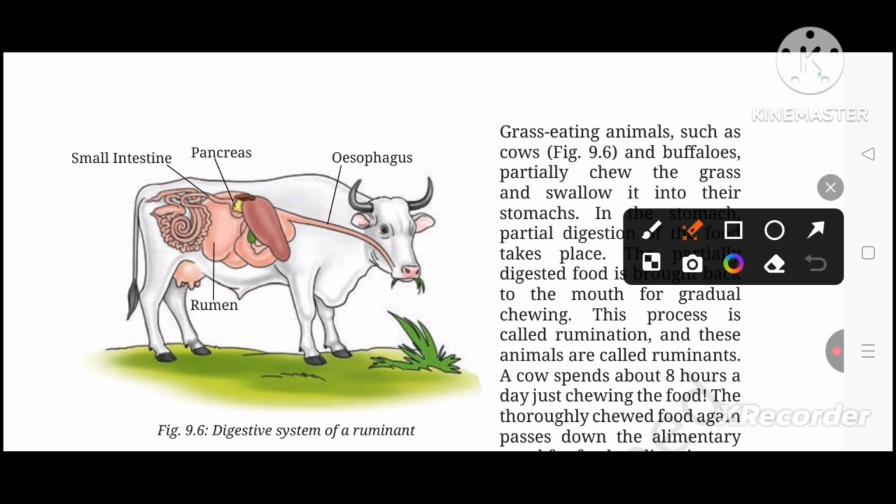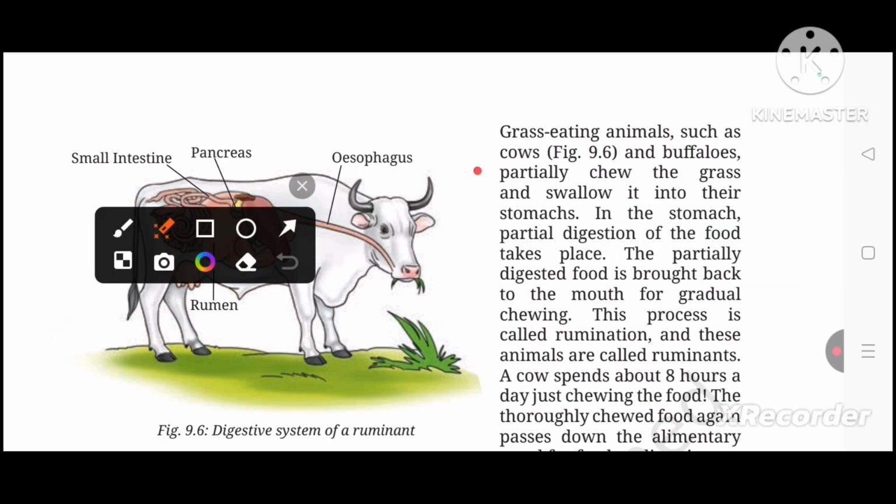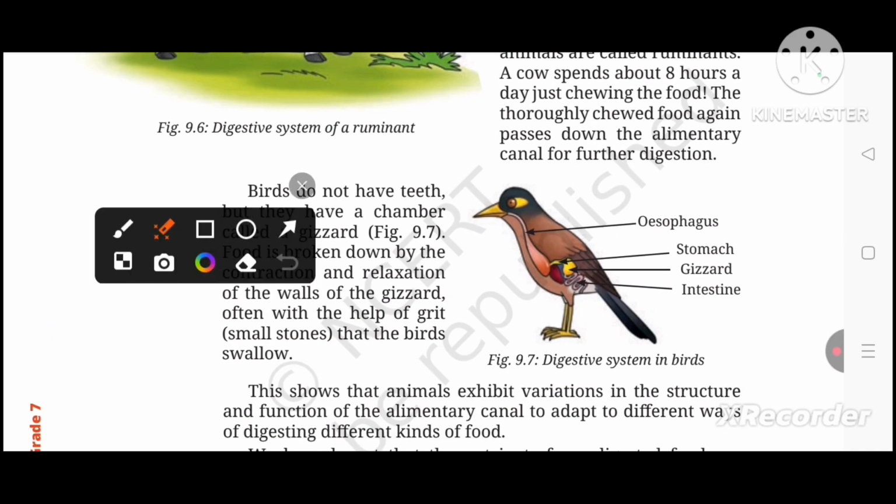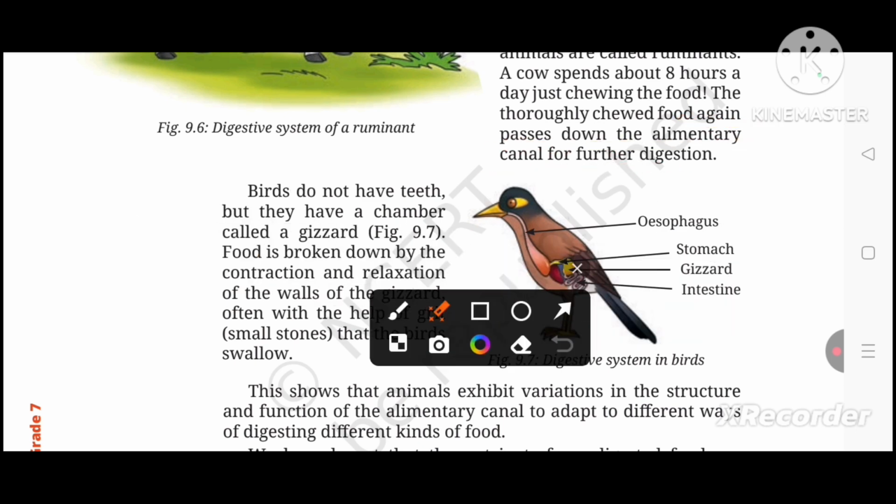Grass-eating animals such as the cow and the buffalo partially chew the grass and swallow it into their stomach. In the stomach, partial digestion of the food takes place. The partially digested food is brought back to the mouth for gradual chewing. This process is called rumination, and the animals are called ruminants. The cow spends about 8 hours a day just chewing the food. The chewed food again passes through the alimentary canal for further digestion.